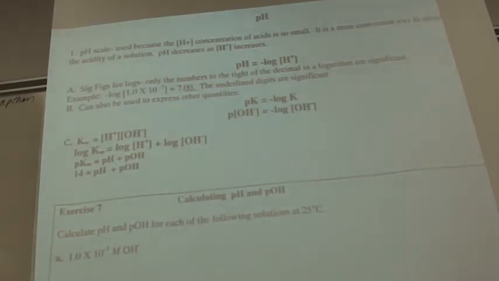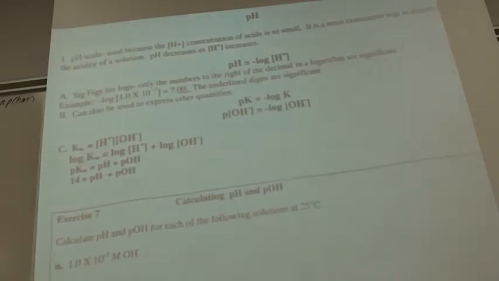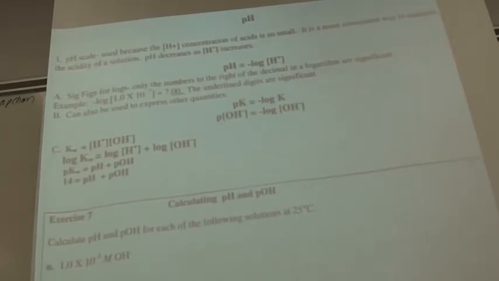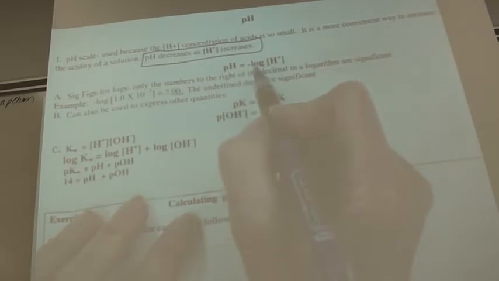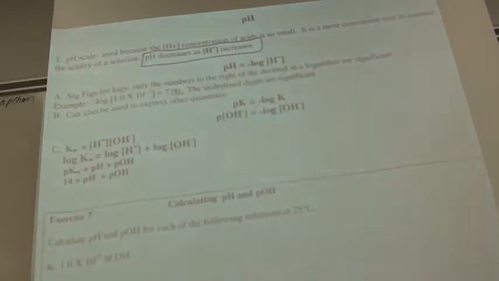Today we're going to talk about pH. The pH scale came about because it's really difficult to use the hydrogen ion concentration in everyday life because it's such a small number. So instead, we've used the pH scale that makes it way easier to measure the acidity of a solution. I think you recall from grade school that pH decreases as the hydrogen ion concentration increases. To calculate pH, you take the negative log of the hydrogen ion concentration.